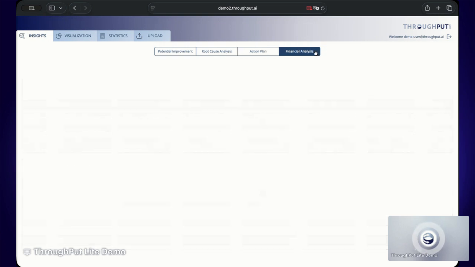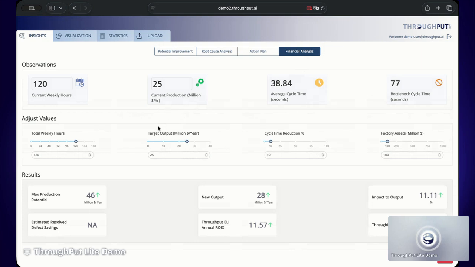Finally, you can get into the financial analysis. From here, you can see that your current production is, let's say, 25 million. Without any cycle time reduction, that's what your target is. Now, by improving the amount of hours that you work, you're able to push 30 million by adding more overtime hours. But let's say that's not possible due to some sort of labor constraints or unions.